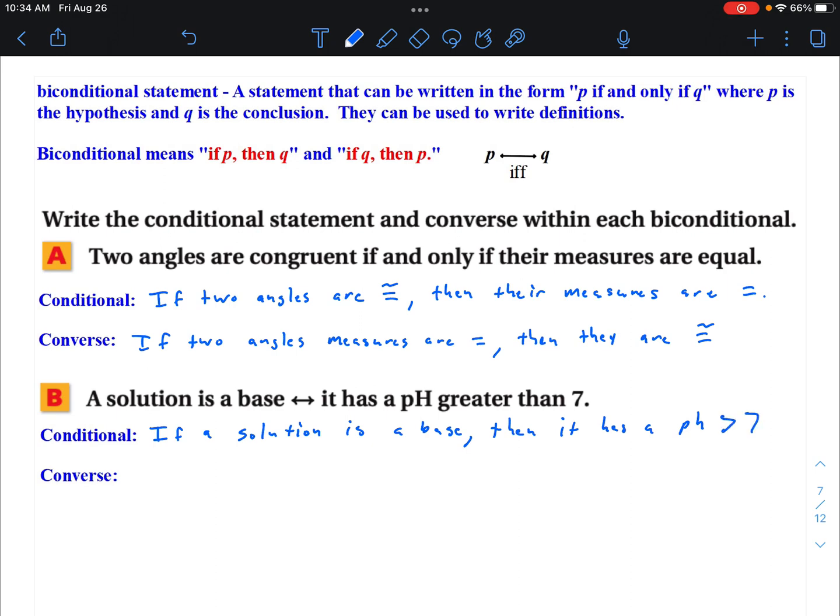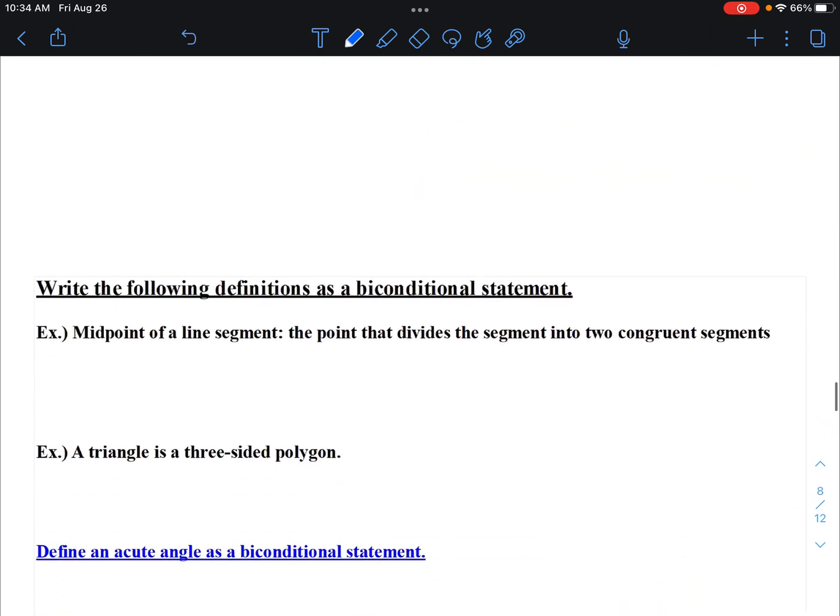I'm using the greater than sign. Should probably capitalize that H while I'm at it. Okay. Converse would be if the solution has a pH greater than 7, then it is a base. And again, the biconditional is a combination of both of those together, the conditional and the converse.